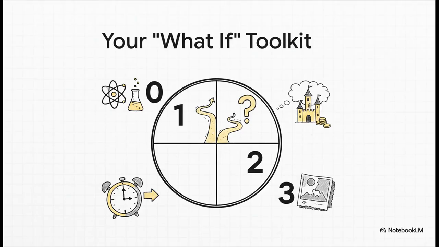So, there you have it, your complete what-if toolkit. Four different settings on our time machine. You've got 0 for what's always true, first for what could really be, second for what we imagine, and third for what might have been. Each one unlocks a completely different way to talk about and see the world.